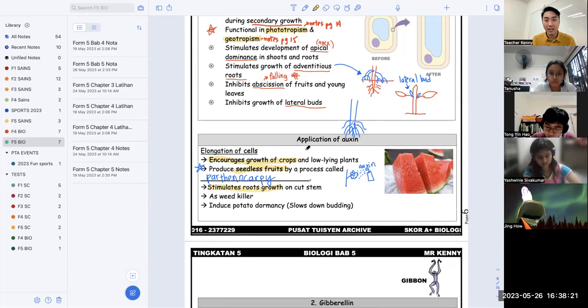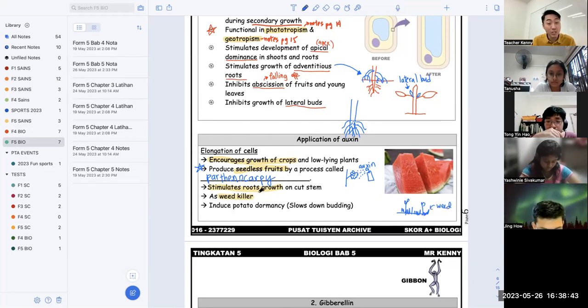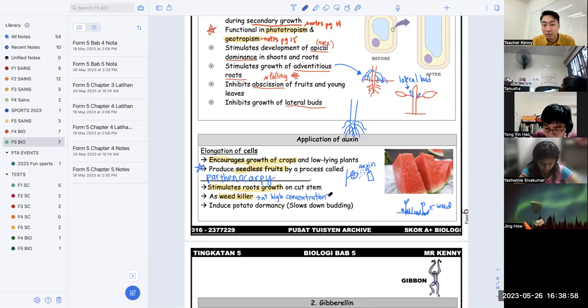Understand? Next, as a weed killer. Now, this is not the weed that you know, other form of weed. This weed is basically, when you have plants that you want, and then after that, you have all those tiny little grass, or your lalang, or your rumput, all these are called the weed. So we kill them using auxin. But teacher, I thought auxin is promoting growth. Well, weed killer at high concentrations. Remember, at high concentration, the effect will go the other way around.